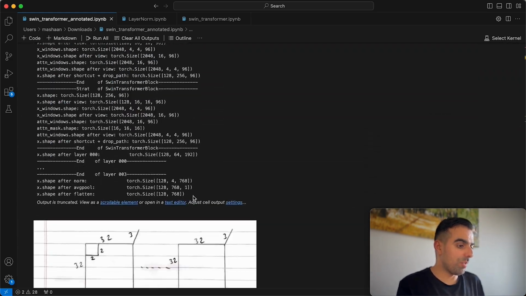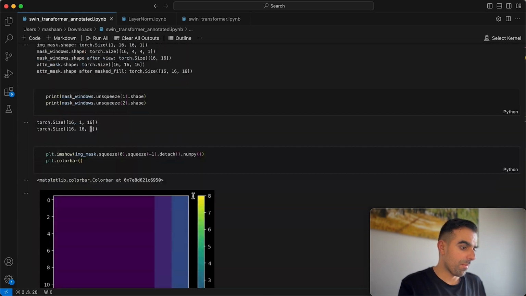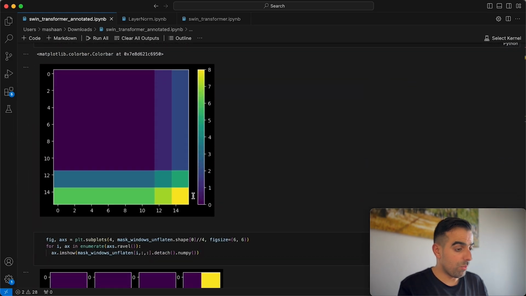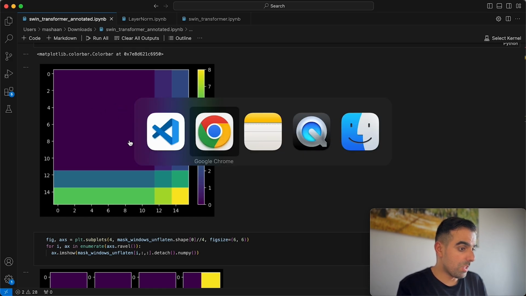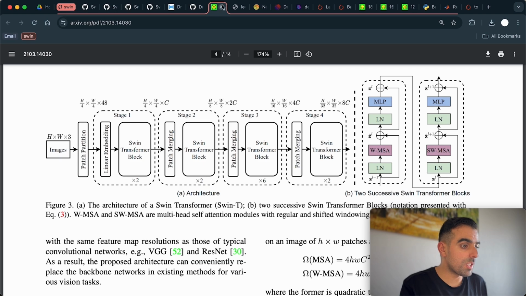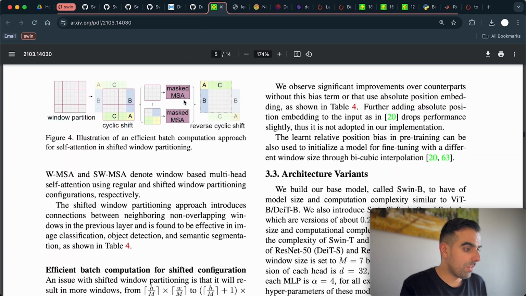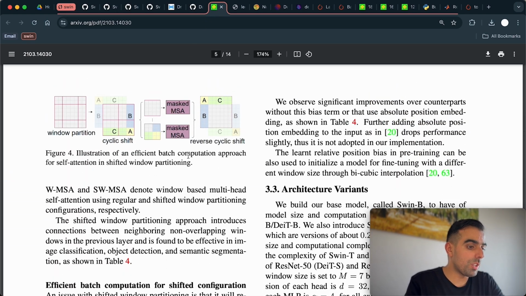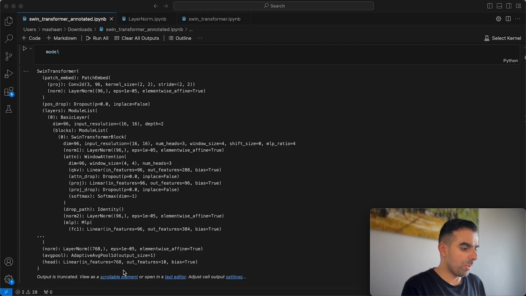because after shifting the window to the top left corner, just like what happens here, these windows are not allowed to perform attention with these windows. So this is what they explained in Figure 4, illustration of efficient batch computation approach for self-attention in shifted window partitioning. So this is a summary of the model.